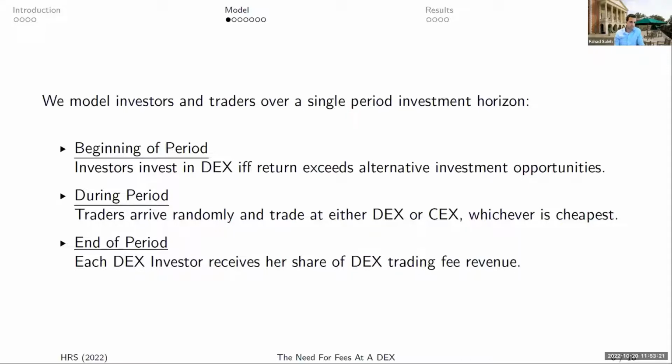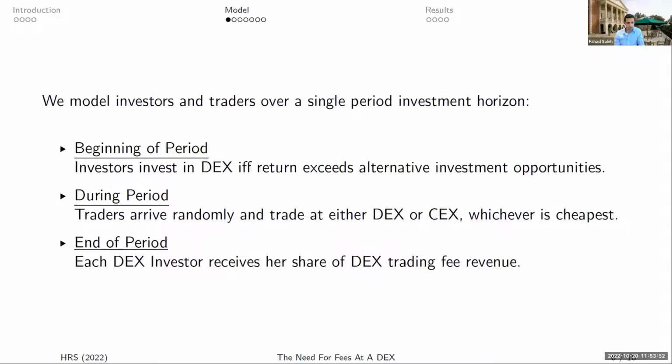So now, what is the future action? Well, during the period, traders are going to arrive, and they're basically going to be liquidity traders. They're going to have a heterogeneous demand to trade, but they have two venues in which they can trade. They can trade either at a DEX, or they can trade at a centralized exchange. And they are liquidity traders in the sense that they need to trade, but they're going to rationally choose to trade wherever it's cheapest to trade.